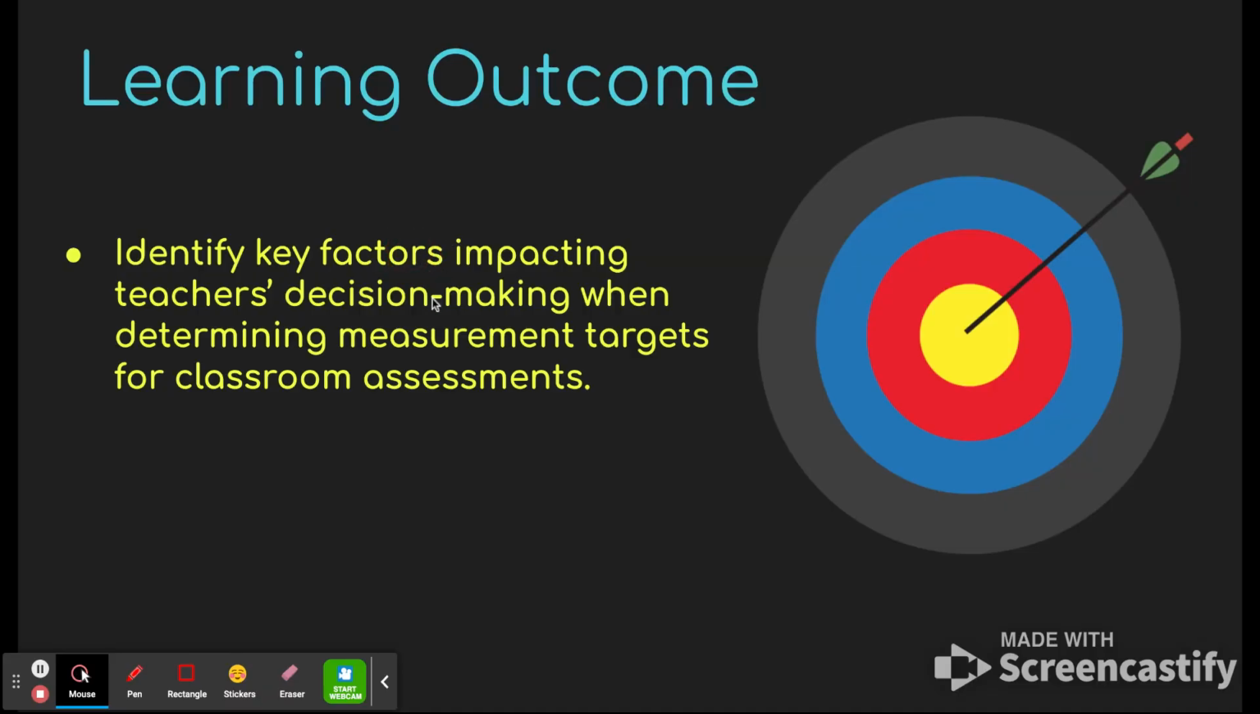So, again, the learning outcome of the chapter is this. We really want to focus on our decision making when determining all the things to measure, targets and assessments for the classroom.